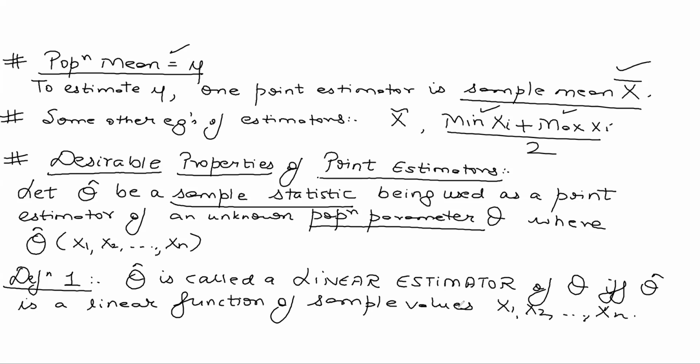So we say that theta hat will be called a linear estimator of theta if and only if theta hat is a linear function of the sample values. Sample values are x1, x2, dot, dot, dot, xn. Then let's look at the examples of linear estimators.